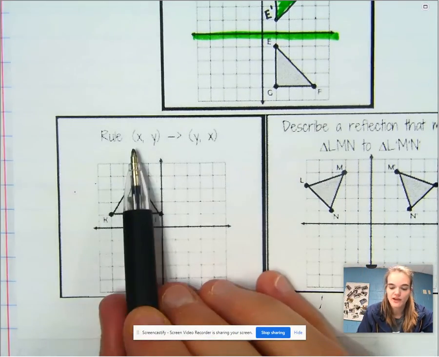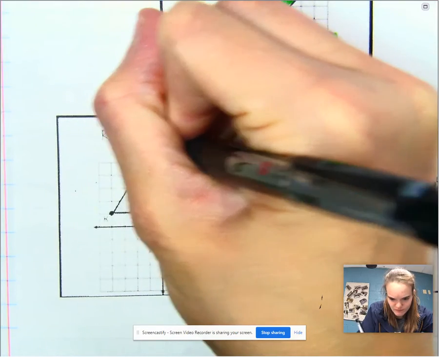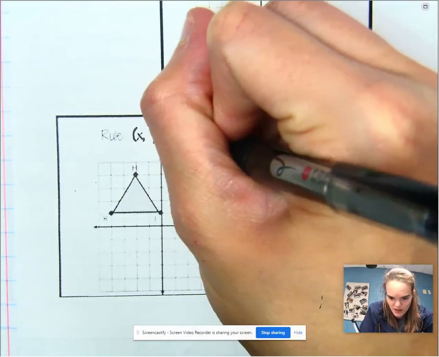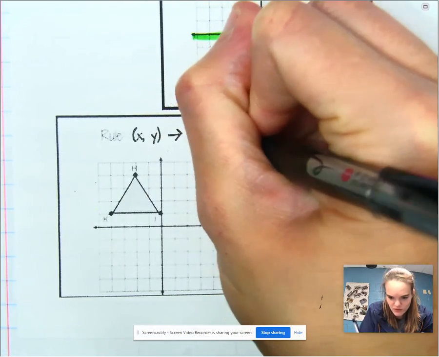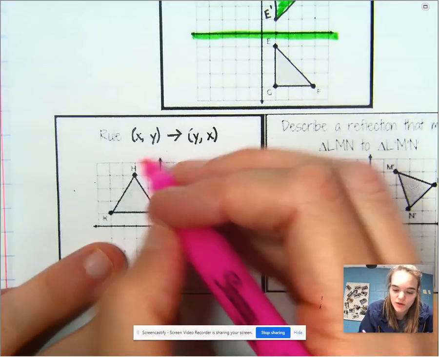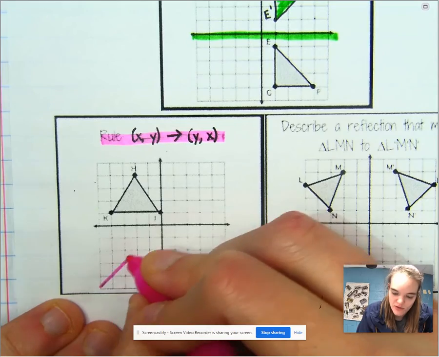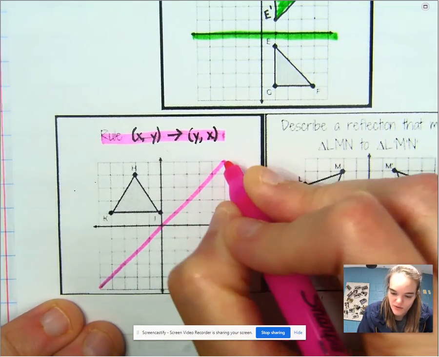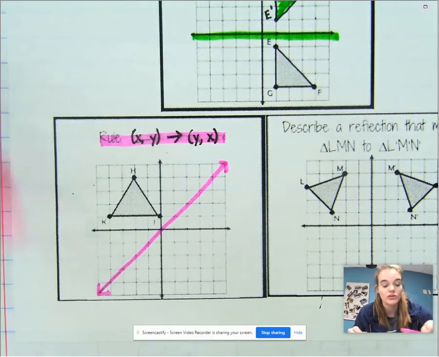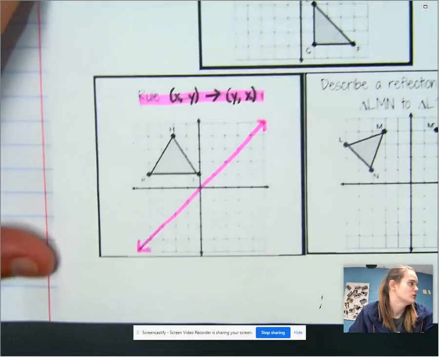Now, this rule says (x, y) maps to (y, x). Just so you know, we've already written that one down. That means it's going to reflect over y equals x. So you can either reflect it across or use the rule. I'm going to use the rule. I find it to be a lot simpler. Here is how I use the rule.